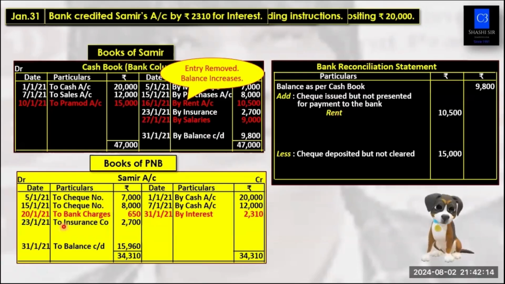And these bank charges, for similar reason, are appearing on the debit side of passbook but not present on the credit side of cash book. So to make it similar, we will write bank charges here on the credit side of cash book. And the effect will be, if we write something on the credit side, then the balance shown by cash book will reduce. So this bank charges amount 650 will be deducted in this statement, and this item interest 2310 will be added. So here we go.